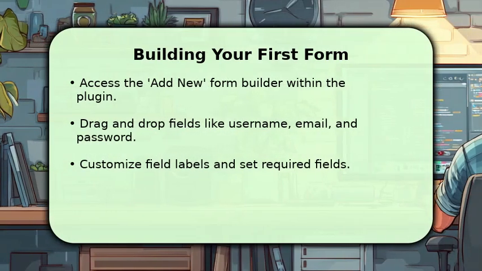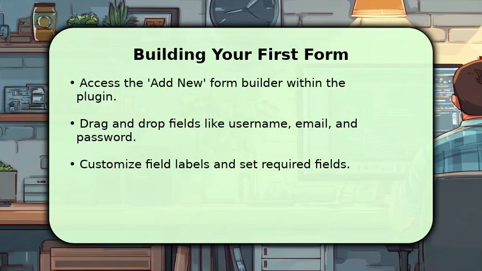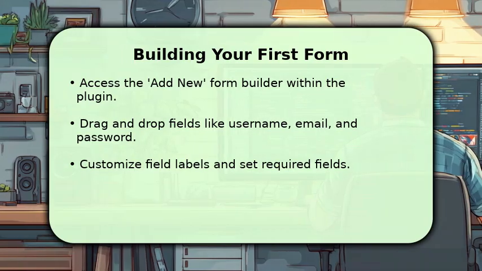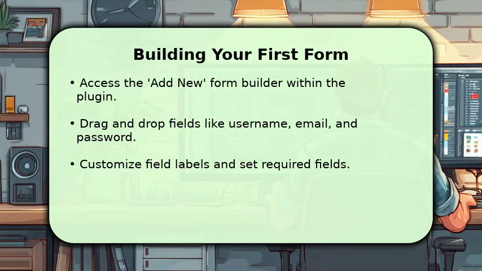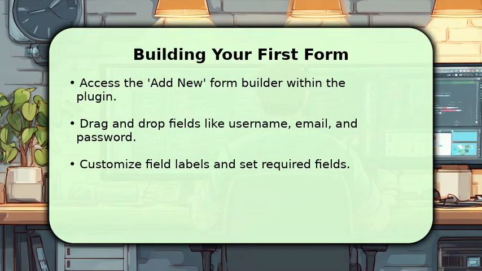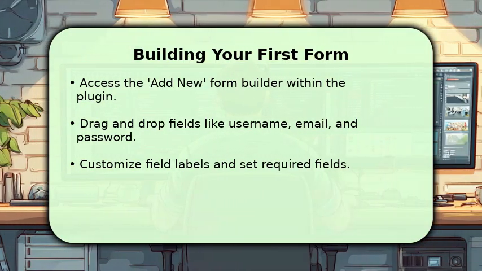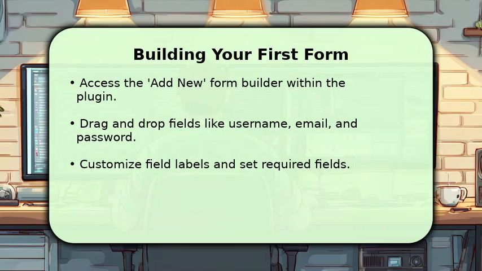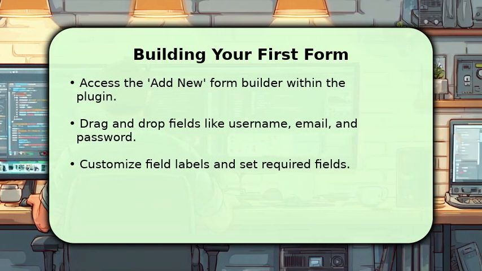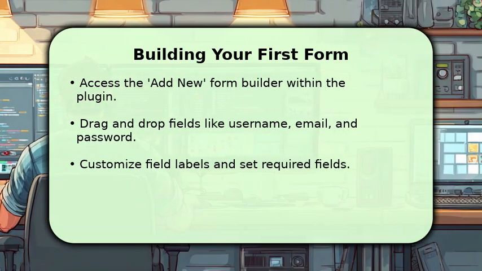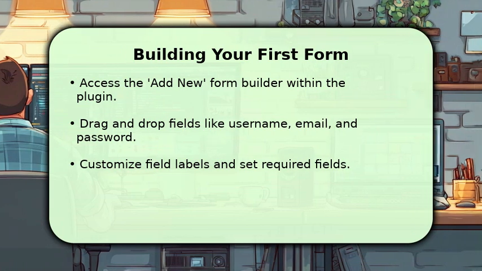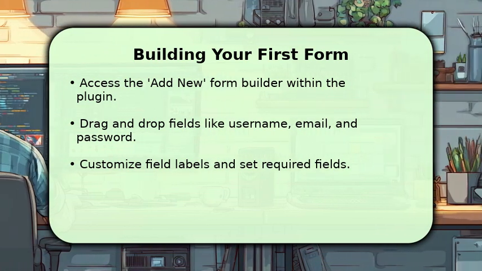Now that the plugin is active, let's create your first registration form. Go to User Registration in your dashboard and select Add New. You'll see a user-friendly drag-and-drop interface. Simply pull over essential fields like username, email address, and password. You can easily customize their labels and mark certain fields as required. Once you're happy with your form's layout, click Create Form and then Save Form. This prepares your custom registration experience for your users.